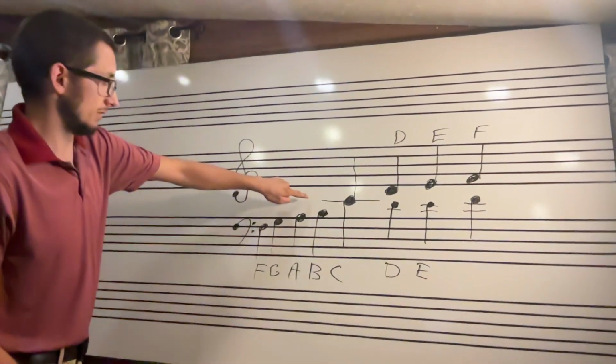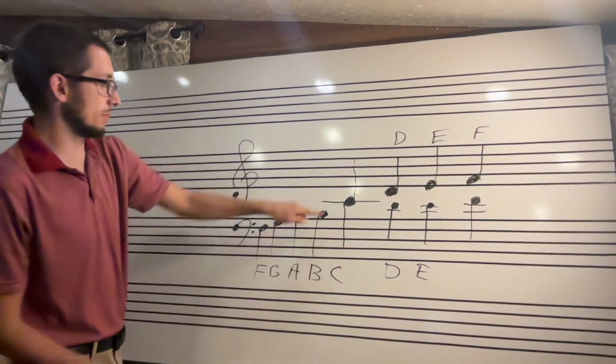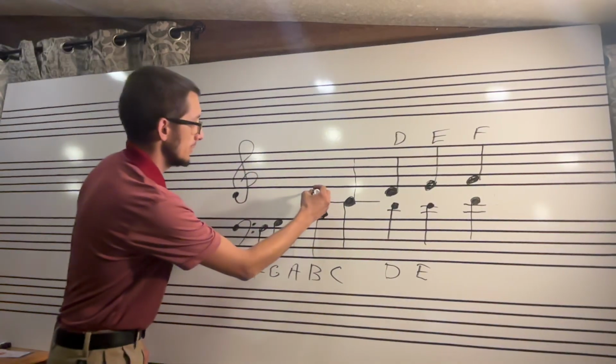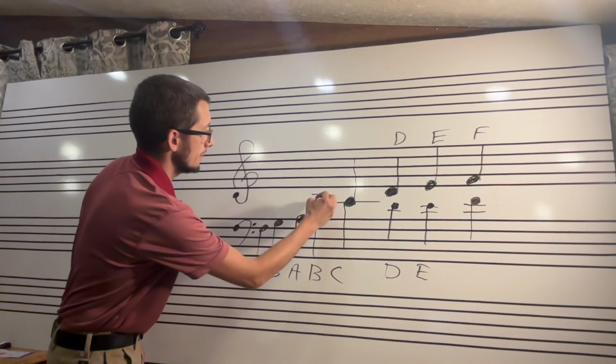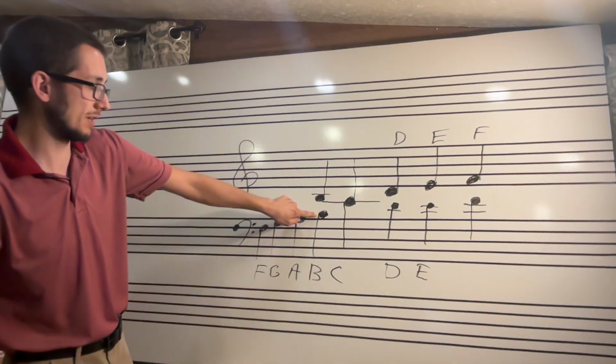Now, fill in this section here. If this is one ledger line below the treble clef, what's another way to write this same exact B? It would be one ledger line below the treble clef staff. This B right here, and then this B are the same B.